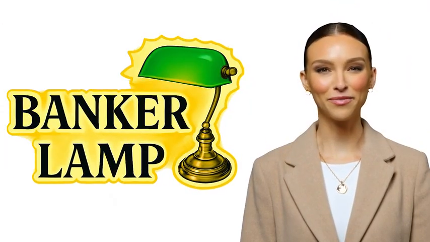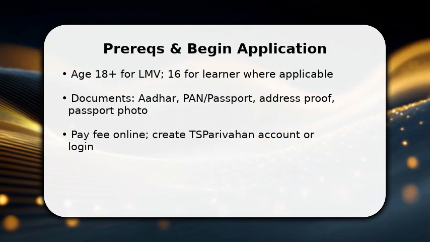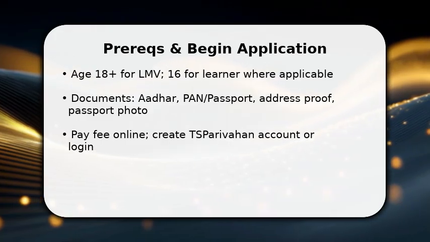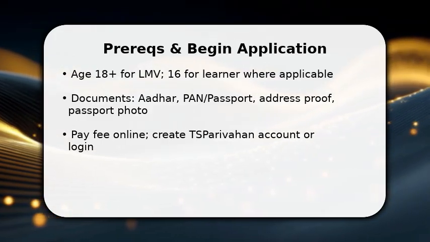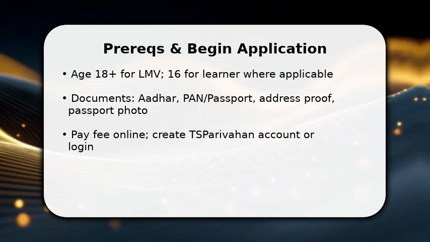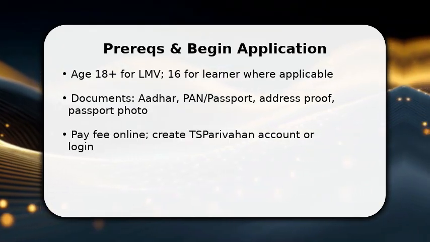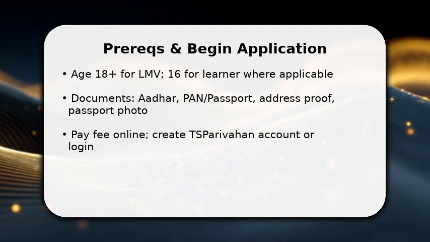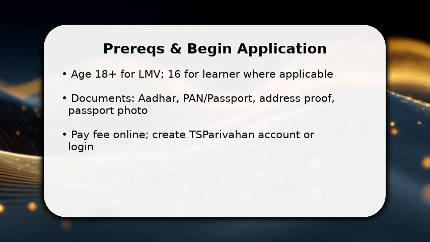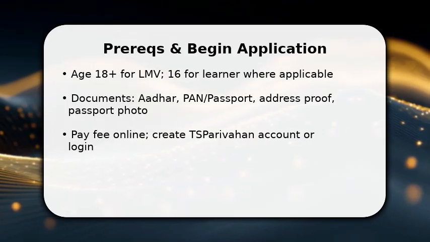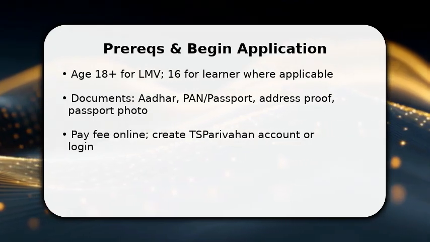Please enjoy the video. You start by confirming eligibility and gathering documents: Aadhaar and address proof photos. Once ready, open the Telangana transport portal and log into your TS Parivahan account. Make sure your Aadhaar is linked for eKYC. Select new driving license, then choose vehicle class and learner or permanent option.